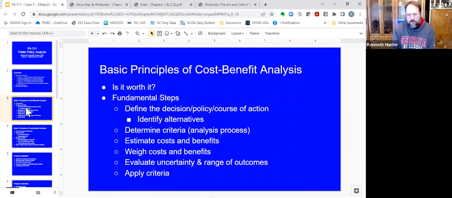Once you've gone through all of that, then of course you have the responsibility to apply the criteria. Once you've gathered all your information, all your costs, all your benefits, you've weighed them, you've taken into consideration the uncertainty and outcomes, and you've taken into consideration the alternatives and tried to evaluate those as well, then you have to apply it. And you basically apply the manner in which you want to proceed with this analysis, and that leads to your result. Based on whatever criteria you use, it gives you an idea.